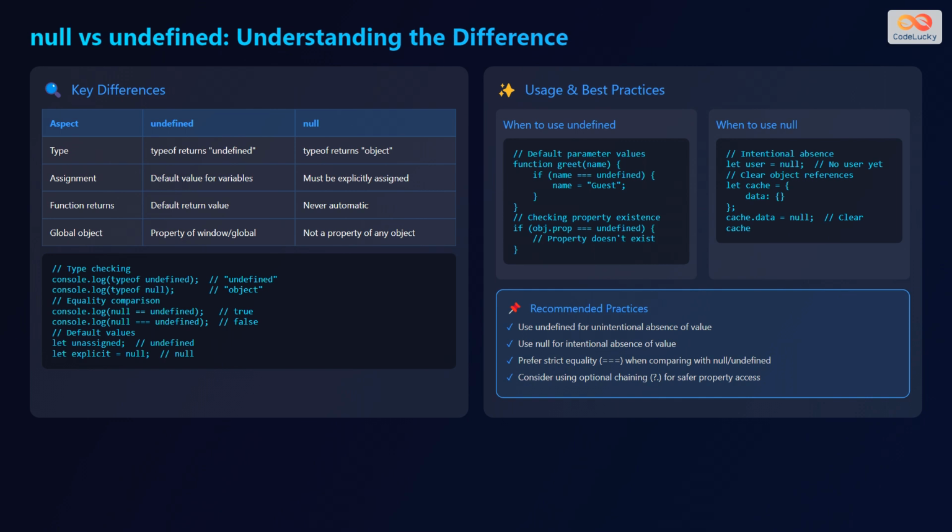Here is a table of when to use undefined and when to use null. Undefined is used for default parameter values in a function, and to check property existence in an object. Null is used for intentional absence of values, like when a user is not available yet, or to clear a cache object. Here are some recommended practices. Use undefined for unintentional absence of values, and null for the intentional absence. Always prefer strict equality when comparing with null or undefined, and consider using optional chaining when accessing nested properties.